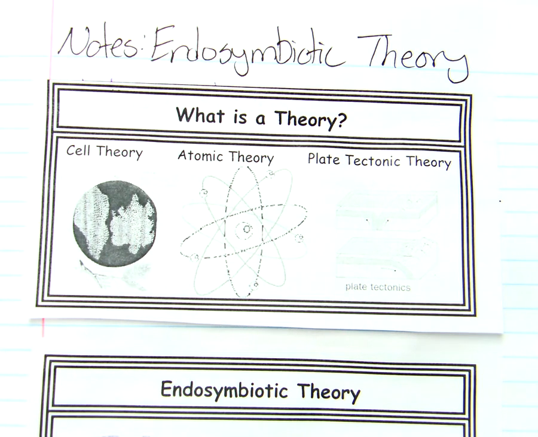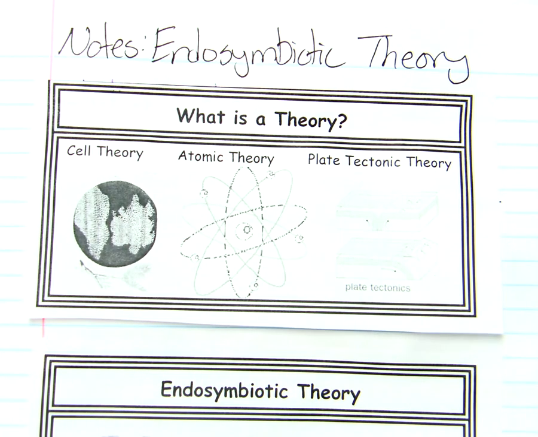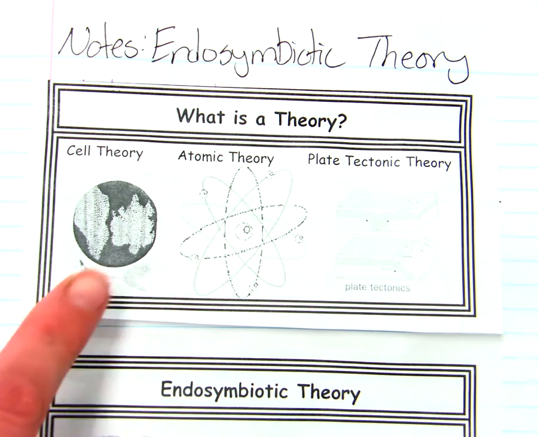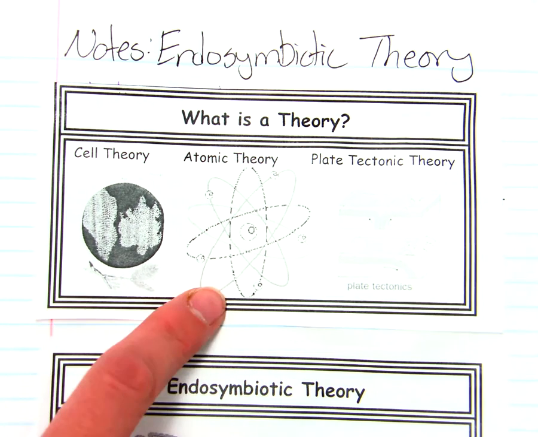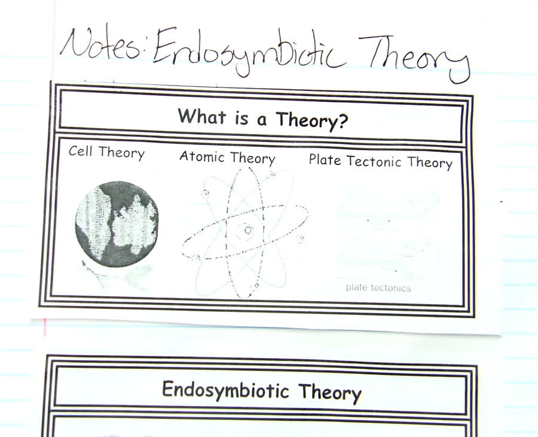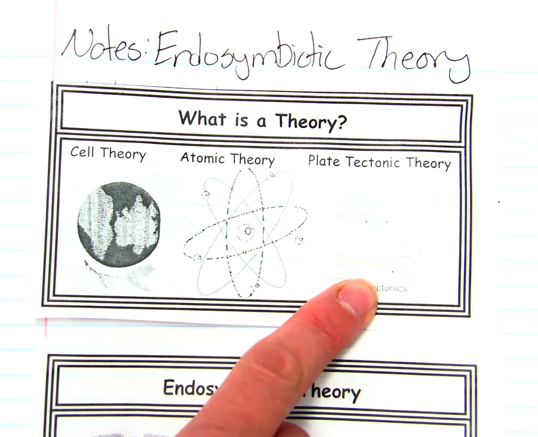Okay, so today we're going to talk about endosymbiotic theory. First, we need to define what is a theory. Earlier this week, we talked about cell theory. Other examples of scientific theory include atomic theory and the plate tectonic theory. You'll learn more about this one in chemistry. Plate tectonics, you talked about last year in middle school.